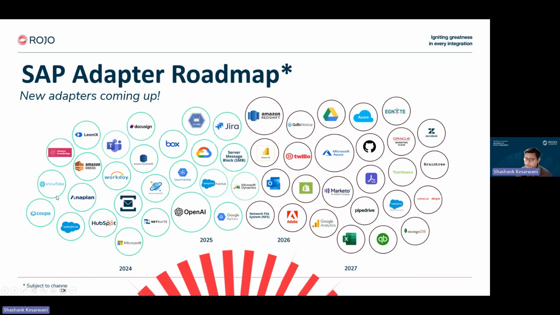The adapters that are live are Coupa, Snowflake, EventBridge, Kinesis, Anaplan, Salesforce, a lot of adapters in this space. And this is something which will continue for next years as well, where we are going to add more and more connectivity options for many different third-party applications.